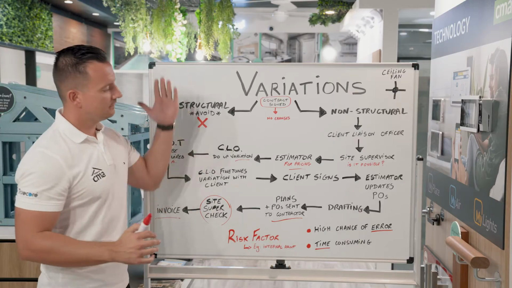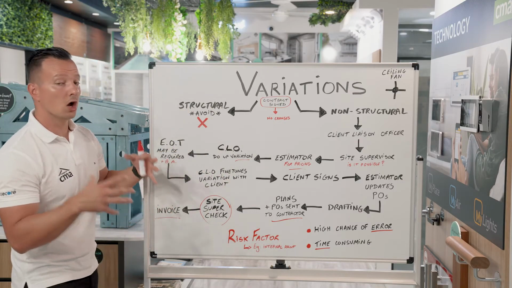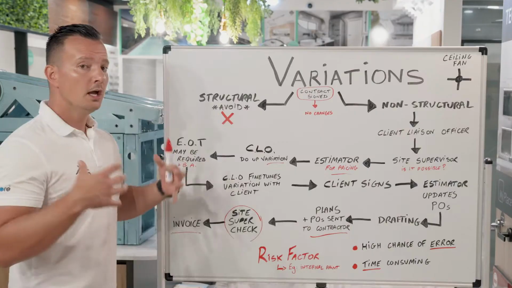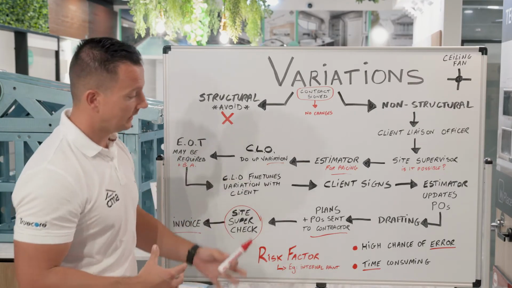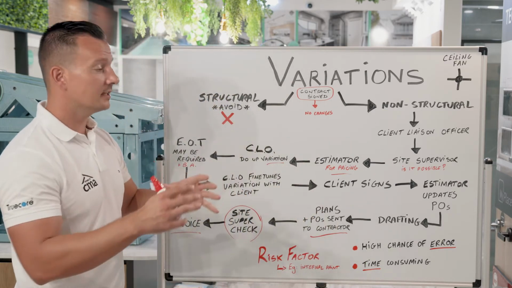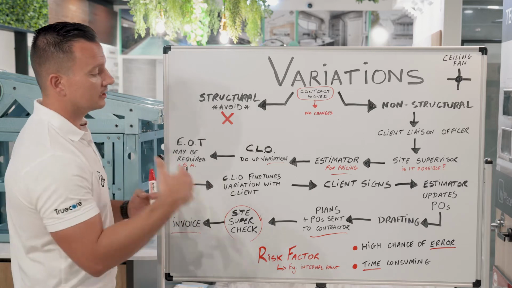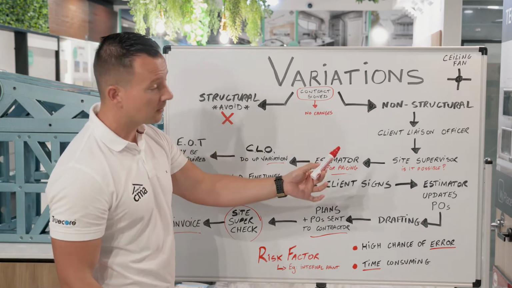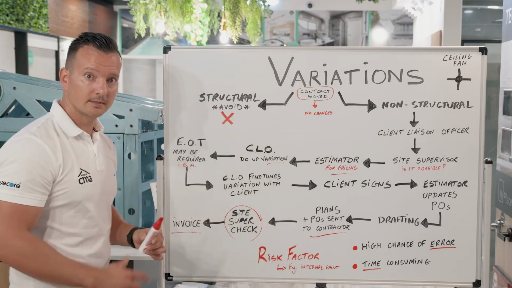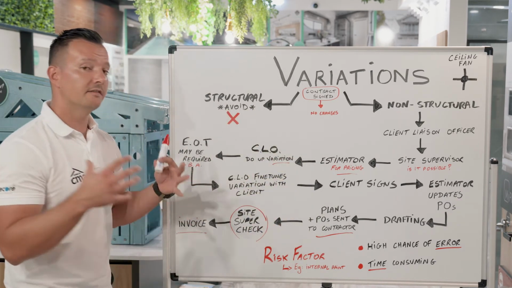So as you can see from that board, a variation goes through a lot of people. Therefore, there's a really high chance of error. The second point, as you can see from that board again, is a variation is very time consuming. The more items are on that variation, the more time it will take for the office to do up the variation, to price it up, to build it, and to invoice it. And that's why most builders charge a variation fee.